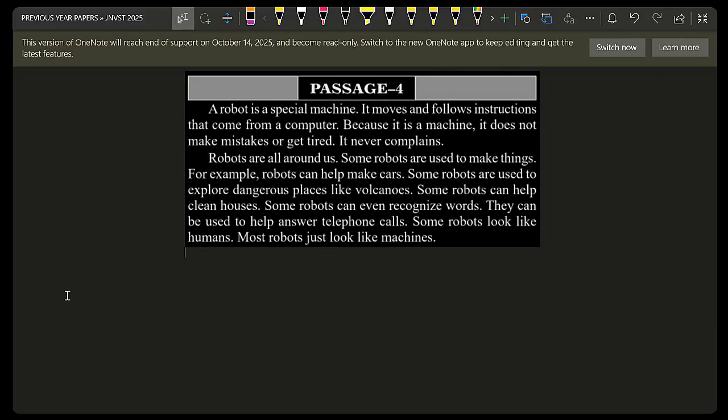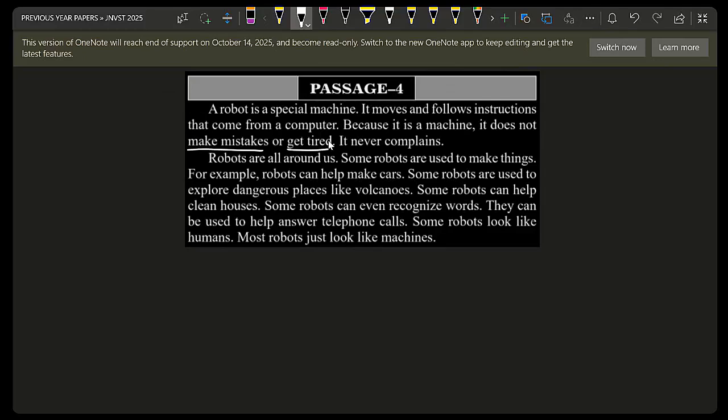It is a special machine. It can do some special work without getting tired. It moves and follows instructions that come from a computer. That means it cannot act on its own. It has to follow direct instructions coming from a computer or input given by humans. Because it is a machine, it does not make mistakes. Whatever work is assigned to them, they will do it, without getting tired.